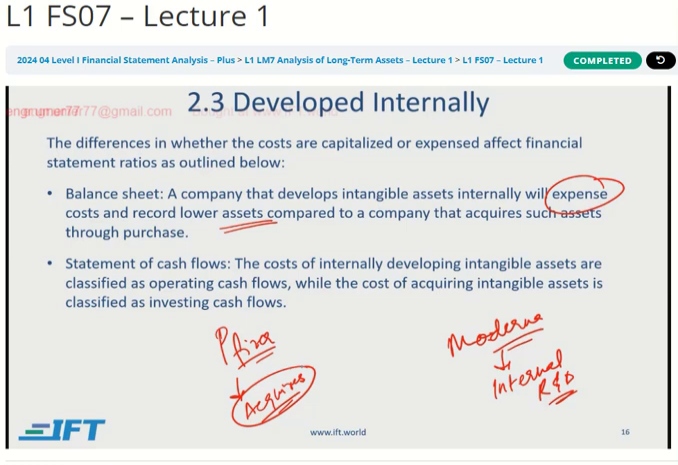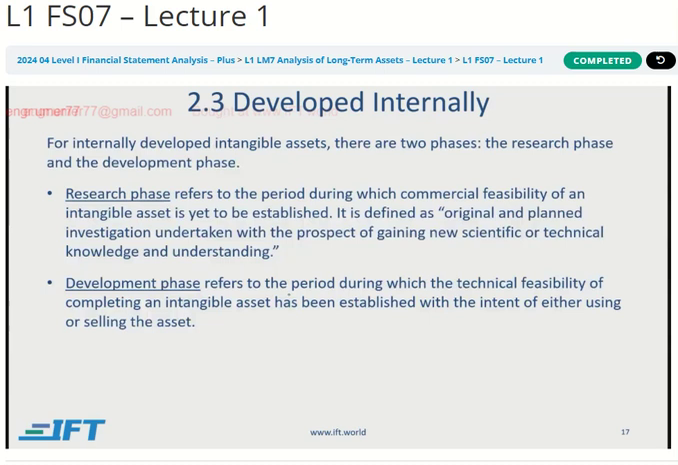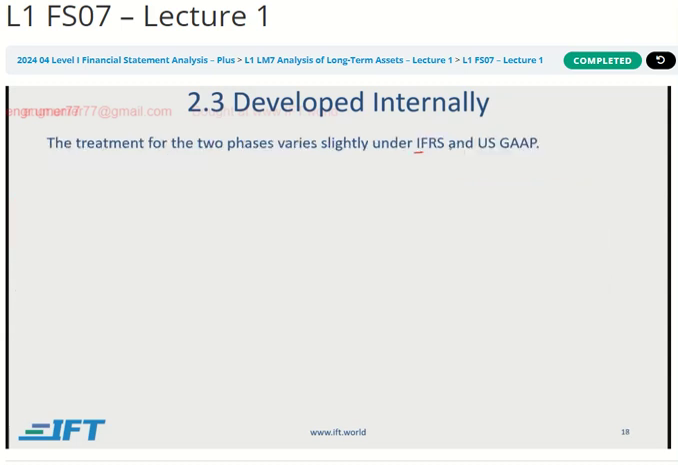And in the statement of cash flows, Moderna will be showing all that expense as operating cash flows, whereas Pfizer will be showing all that expense as investing cash flows. So hope that really helps you understand this difference. Right, of course, you have to be very, very careful with the two phases. Research phase is definitely not going to be capitalized under any situation. However, development can be capitalized, and that is something we have to look at in detail for the differences in IFRS and US GAAP. Right, so let's now get into that.